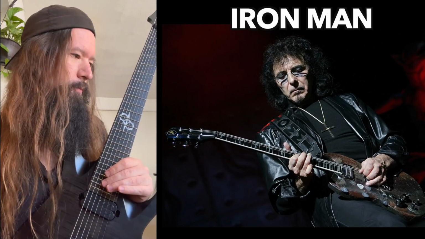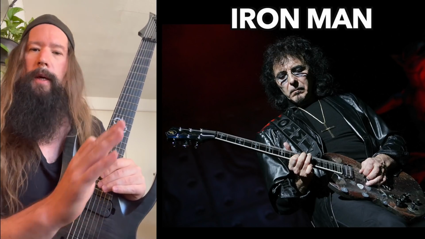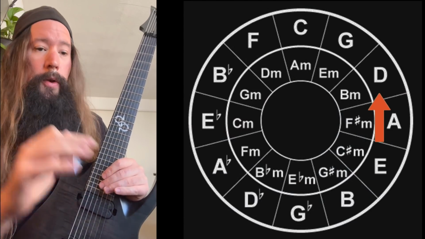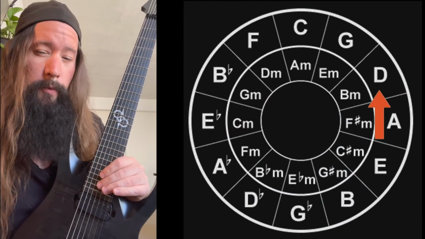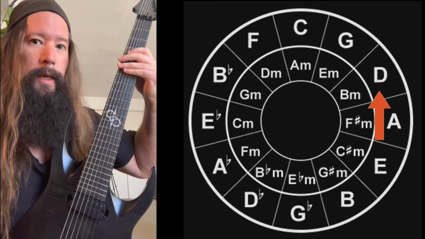All right. Where are we going next? We're moving on to the next key in the circle of fifths, which is another fifth away, right, from the last key, which was G. So G, A, B, C, D is the next key.